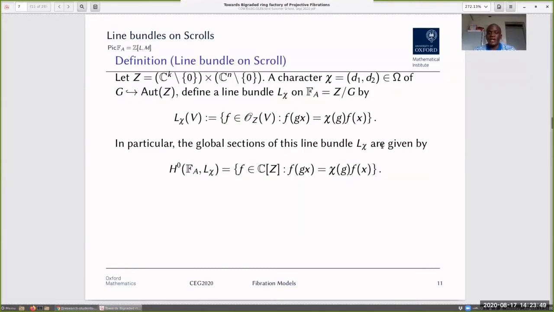Line bundles on scrolls are defined as sheaves L_chi, where chi is a character of the group G. Sections of L_chi are polynomials over an open set V in Z which respect the action that we defined earlier. This can be extended globally. So a global section of a line bundle L_chi is a polynomial which satisfies the action that we defined, and which is defined on the product of punctured affine spaces C^k and C^n.